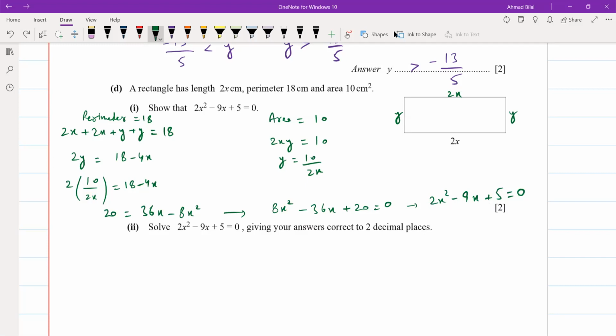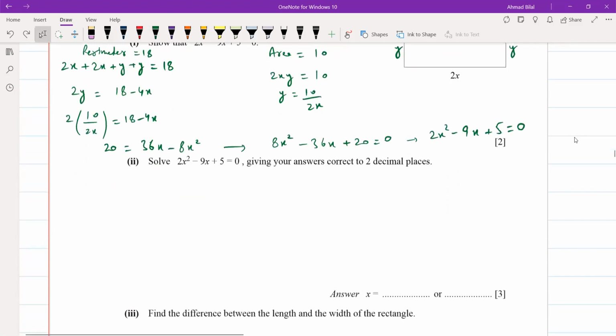उसके बाद वो कहता है solve this equation, give your answers correct to 2 decimal places. जब भी उसने 2 decimal places या इस तरह कुछ कहा, उसका मतलब होता है factorize नहीं होएगा, quadratic formula use करना होएगा. So let's do that. 2x square minus 9x plus 5 equals 0.